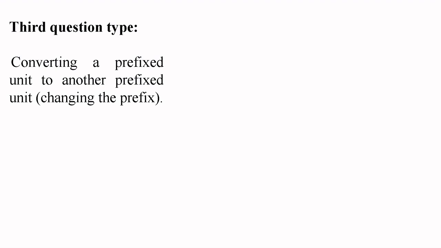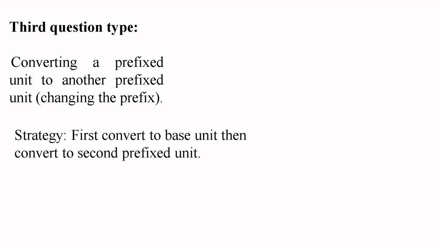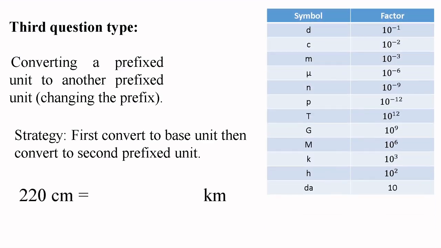The third type of question is a mixture of first type and second type. It means you have a prefix unit and you don't want to convert it to a base unit. You want to convert it to another prefix unit. So in this case, what should we do? First, we must convert it to a base unit. Then we must convert to the final prefix unit. Let's have an example with each other.